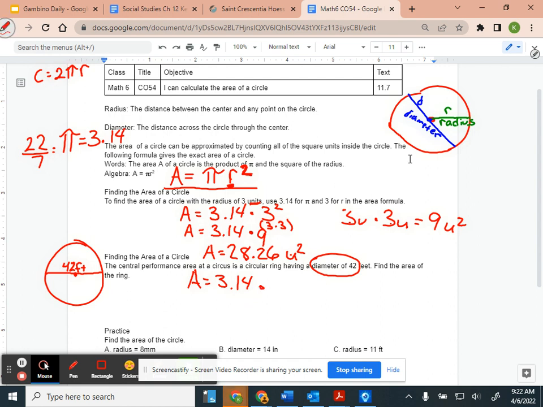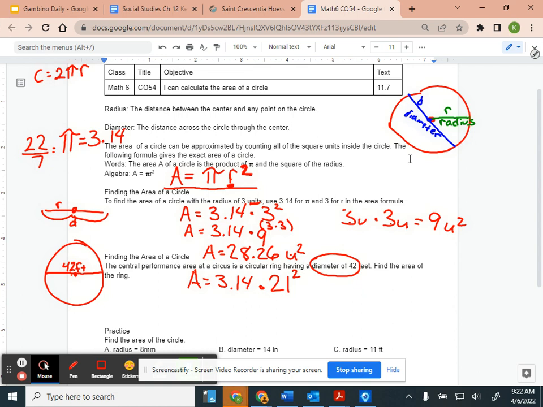3.14 times what? If we know 42 is the diameter, what would the radius be? How did you get 21? Because we know that radius is half of the diameter, so we divide it by 2. Half of 42 is 21 squared.